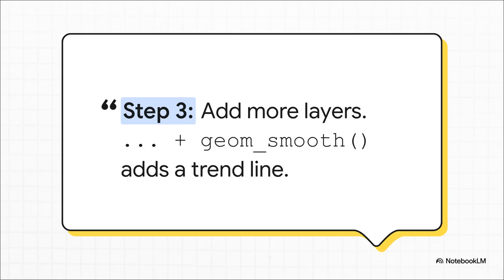And the cool part is, we don't have to stop there. We can just keep adding layers. Let's add geom_smooth to fit a nice trend line through the data. Just by adding one more piece, we've revealed a deeper story about the relationship between bill length and depth. This whole layered approach is exactly what makes ggplot2 so incredibly flexible and powerful.